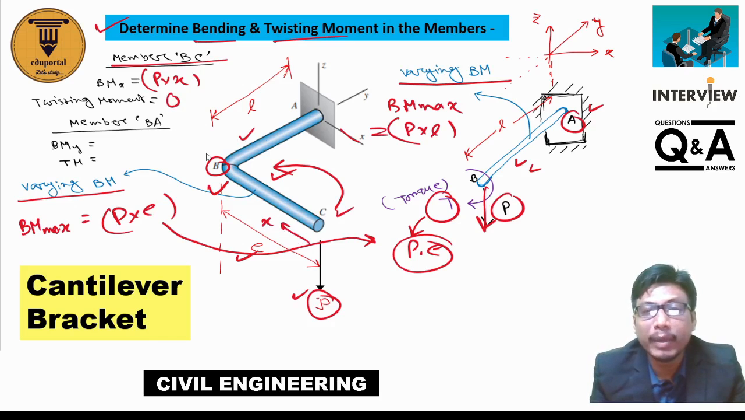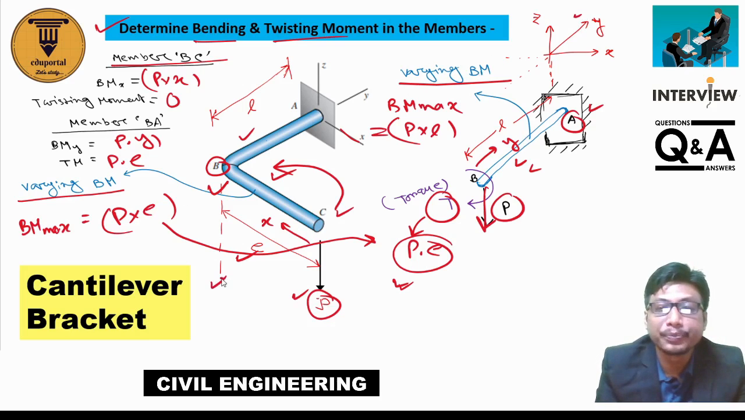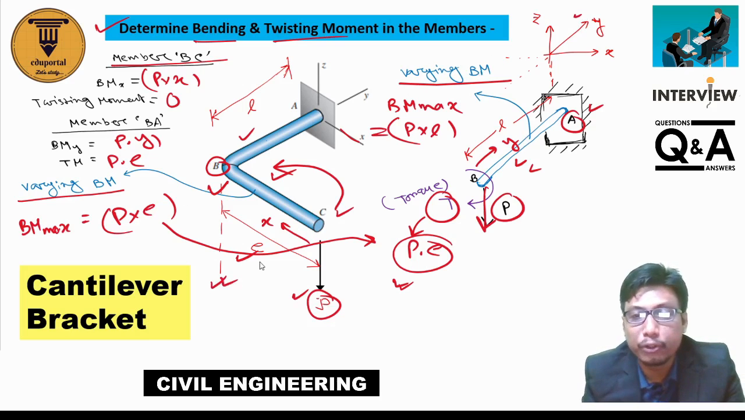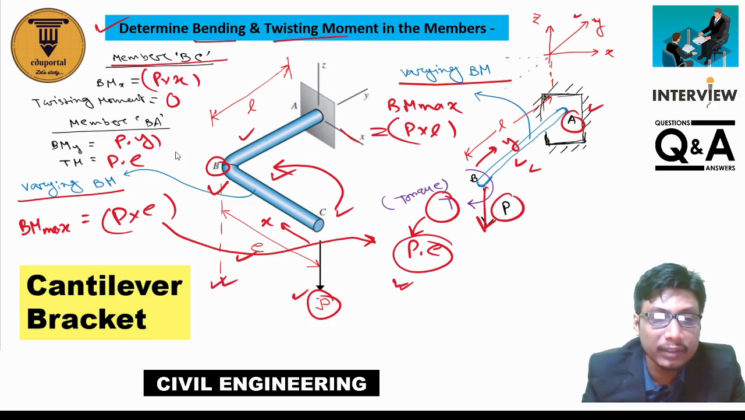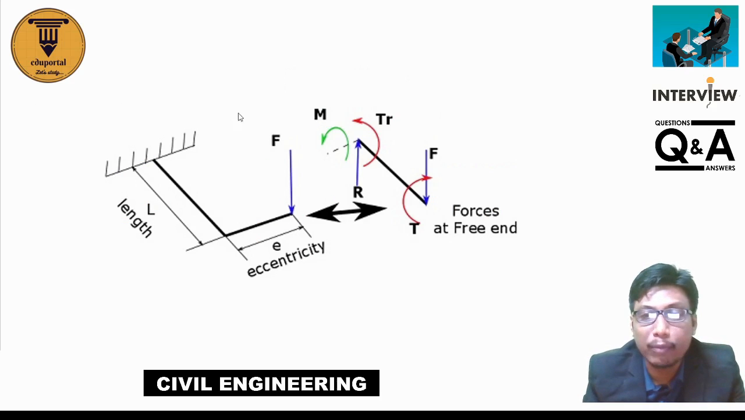But for member BA, what is the twisting moment? Its value is P into E, and what is the value of bending moment? P into Y, where Y is this distance. So now this is the solution. Now let's solve this problem in detail by taking one member at a time.